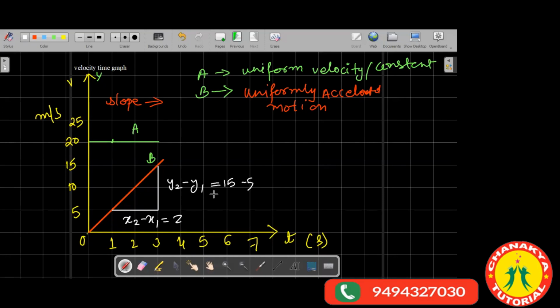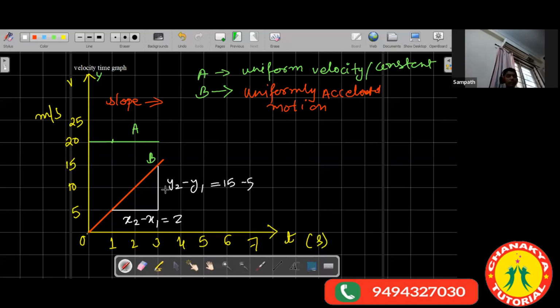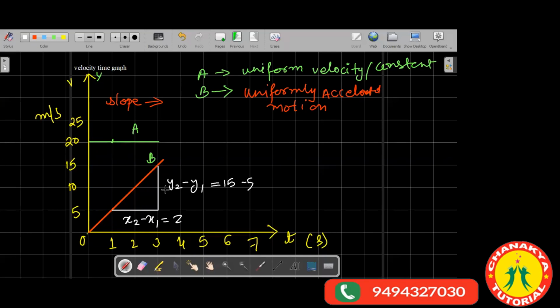So what will this value represent? If I find the gradient or the slope of this curve, it will represent how the velocity changes with time. It will represent the variation of velocity with time. So which physical quantity is measured as variation of velocity with time? Acceleration, sir. So here the slope of the graph gives you the acceleration. Got this?